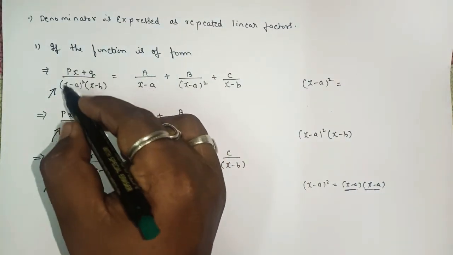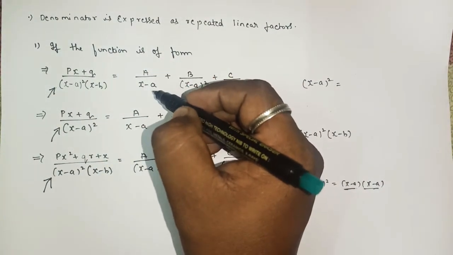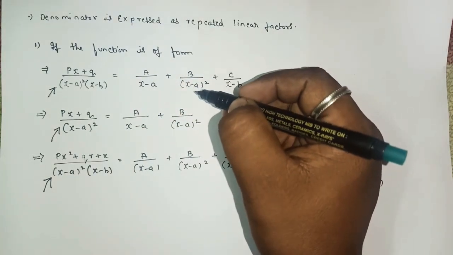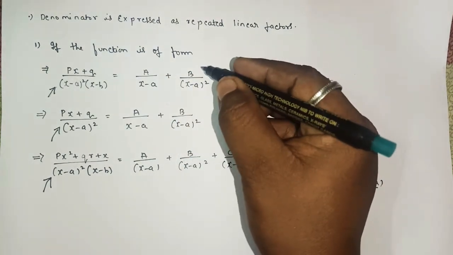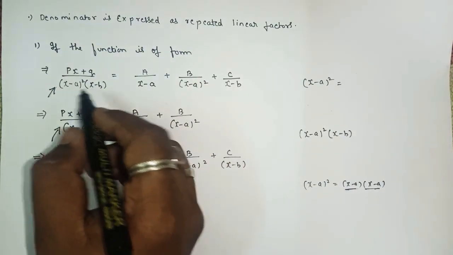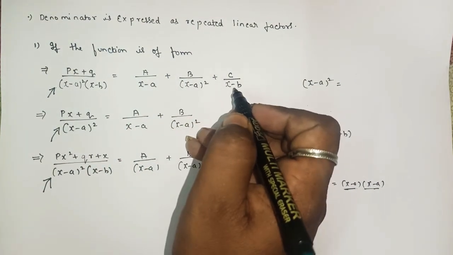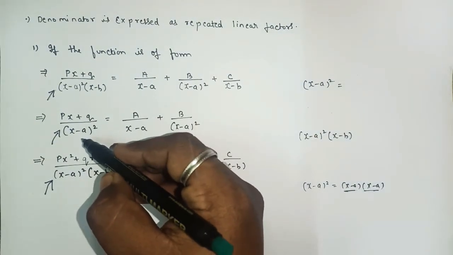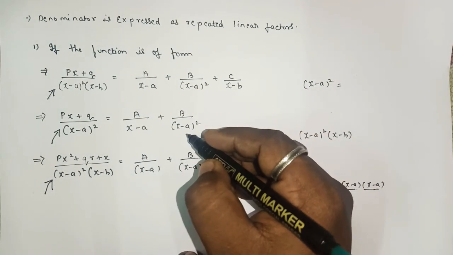So here we have to express this function as A upon, in the first case you will write A upon x minus a, then B upon x minus a the whole square. This is the format you have to remember. A upon x minus a, B upon x minus a the whole square, and C upon x minus b. In the first case you will write x minus a, then x minus a the whole square, and then x minus b. Suppose here we have only x minus a the whole square, so we'll write A upon x minus a plus B upon x minus a the whole square.